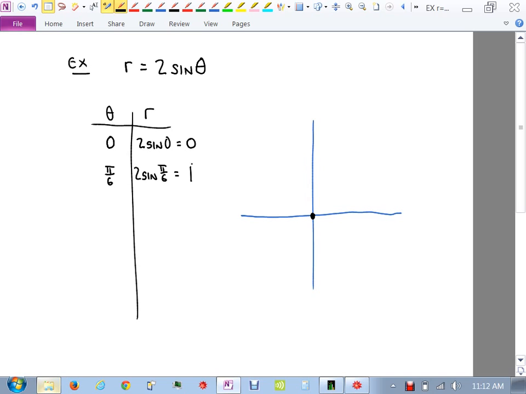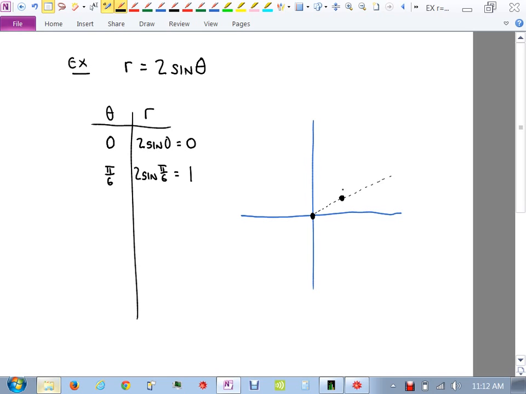So now I have to realize where pi over 6 is. I'm aiming out pi over 6, which is 30 degrees, like this. I'm aiming out that direction, and I need to walk out 1 unit, right? I haven't really said what 1 unit is right now, so I'm just going to make it up. I'm just going to say that this is 1 right here.